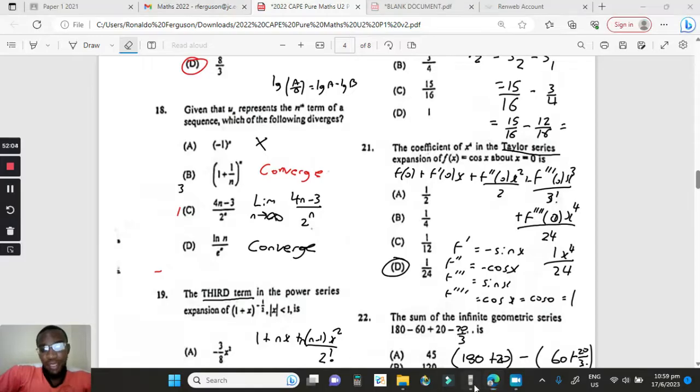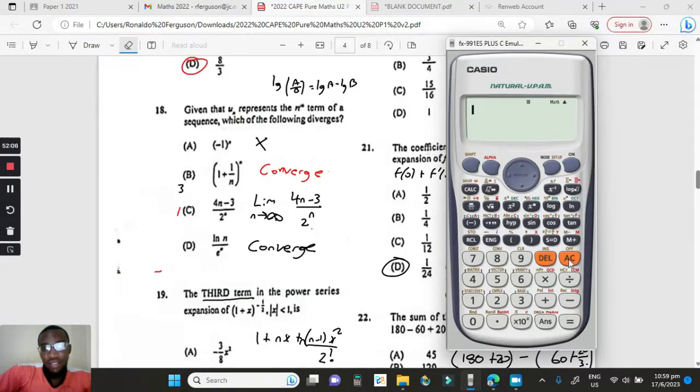Let me look at a number like 5,000 in this one. Fraction button. 4 in bracket 5,000 minus 3 over 2 raised to the 5,000. Math error. So the calculator can't do 5,000. We change it to 100 and see what happens. Times 10 to the minus 28. So this is getting very, very, very small. This is approximately 0.